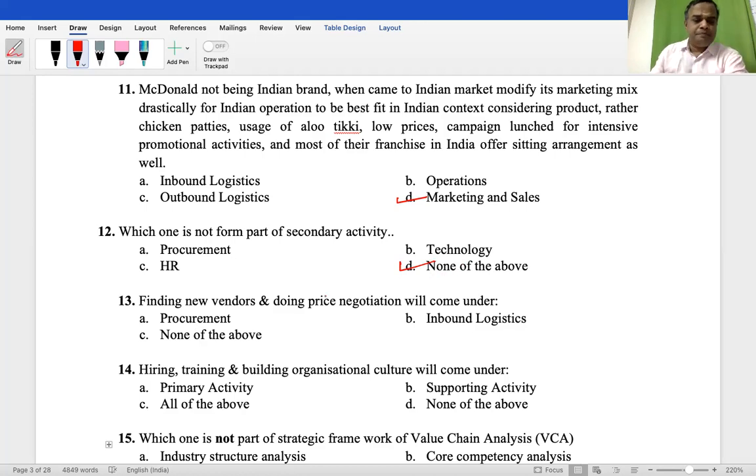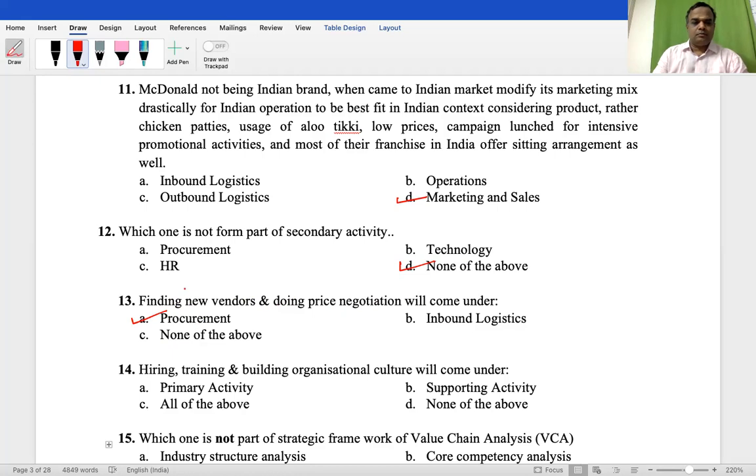Next question, Padima. Aarti, can you read it? Finding new vendors and doing price negotiation will come under procurement, inbound logistics, or none of the above. It comes under procurement. Next.